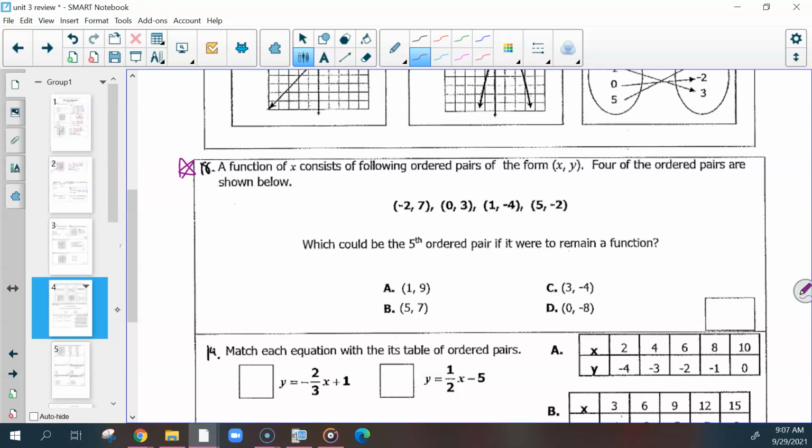Javier? C. If I put A up here, it would not be a function because of the 1s. If I put B up here, it wouldn't be a function because of the 5, and D because of the 0. So C is our correct answer.